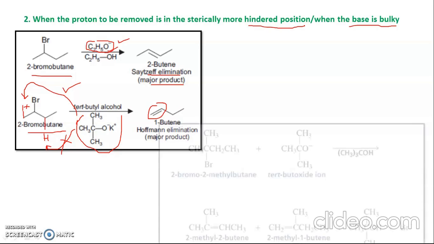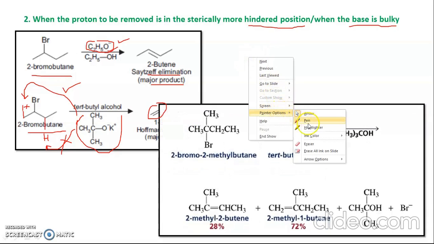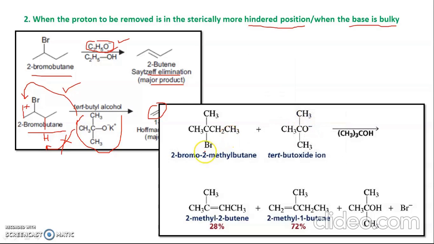In the next example, we will see how a sterically more hindered substrate leads to the Hofmann as the major product. Here our starting material is 2-bromo-2-methyl butane, which is very bulky. Now if you look at the beta hydrogens, this is one beta hydrogen, these two are another beta hydrogen. Our base is also bulky. Actually in this example, both the conditions are present. Your starting material substrate is bulky, and the base is also bulky. So obviously these two will reinforce each other and Hofmann will be the major.